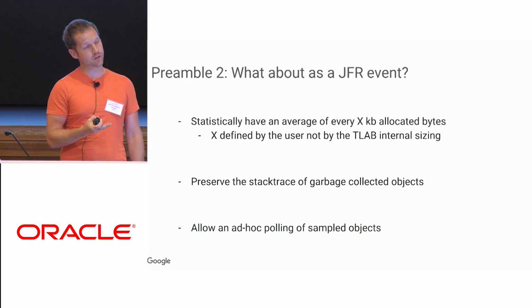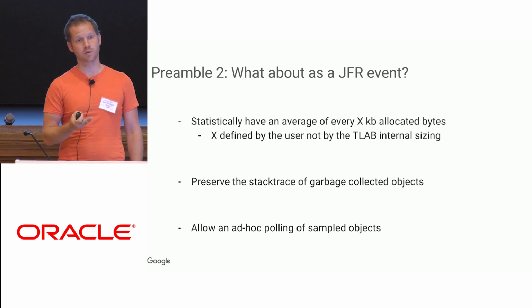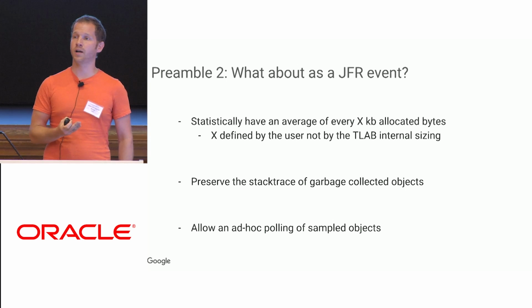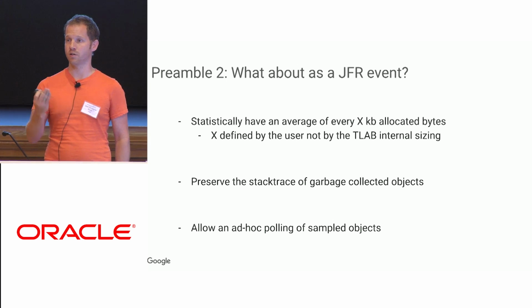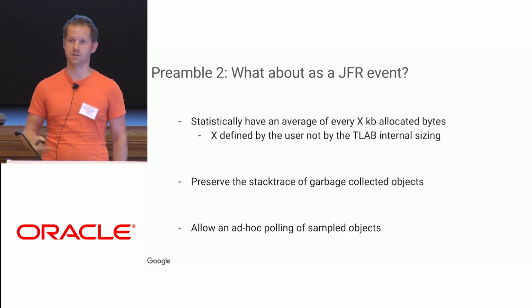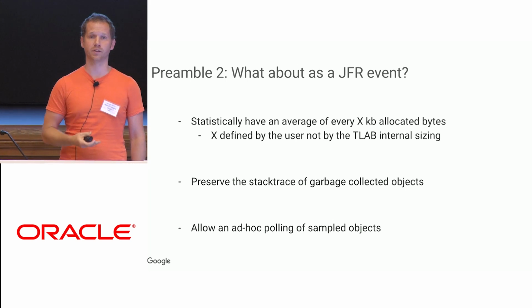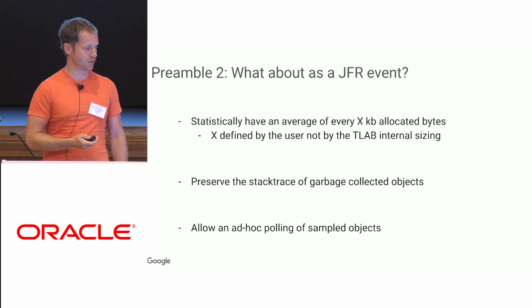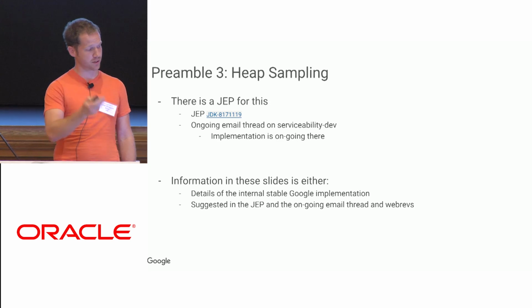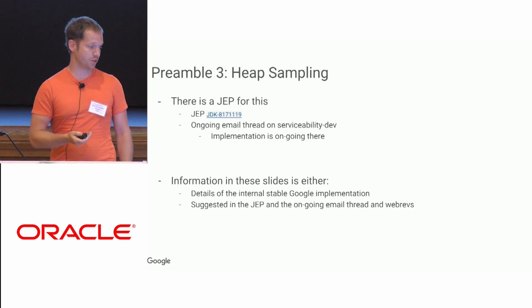We want to preserve the stack traces for garbage collected objects. We want you to be able to say, hey, what has been garbage collected? What are the objects that are being churned by my system? And we wanted to have an ad hoc way of being able to get those sample objects. And the third one is, like I said, there's a JEP for this, so you can look at the JEP.